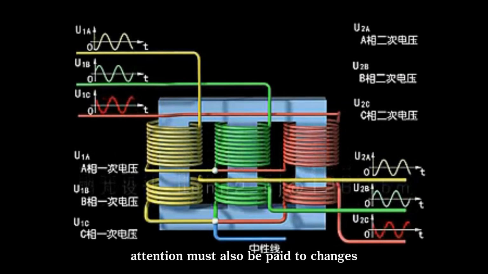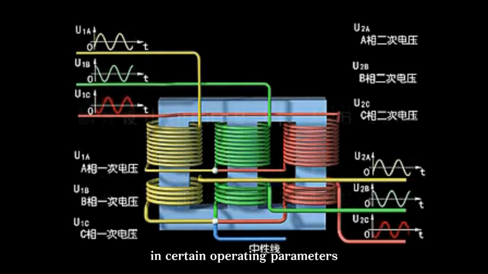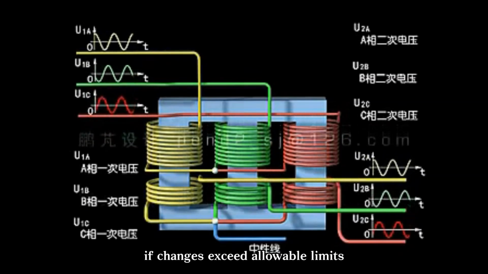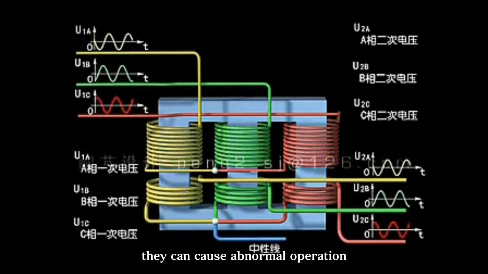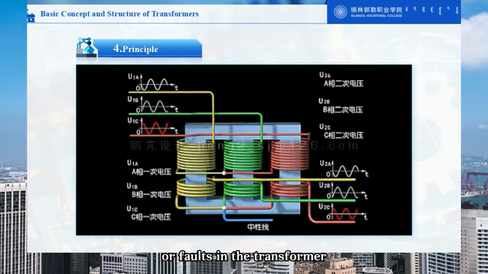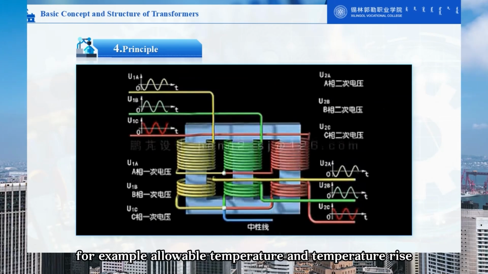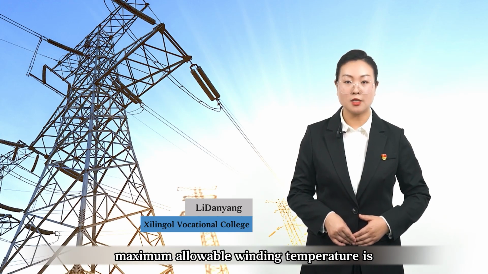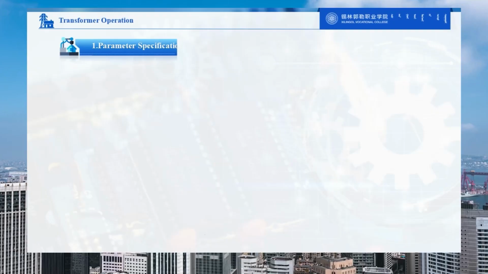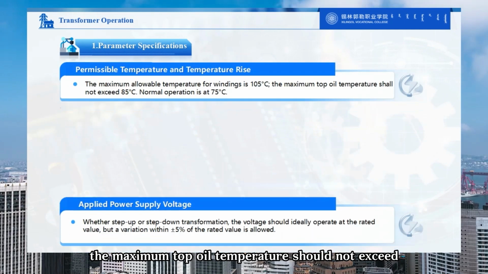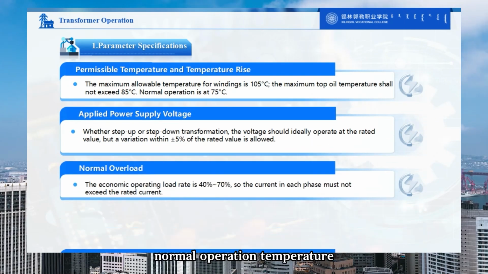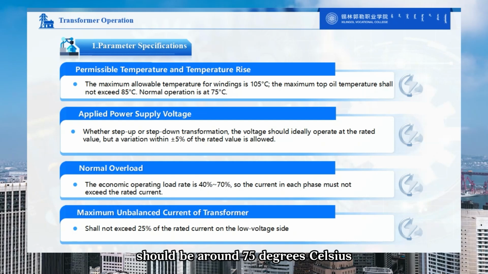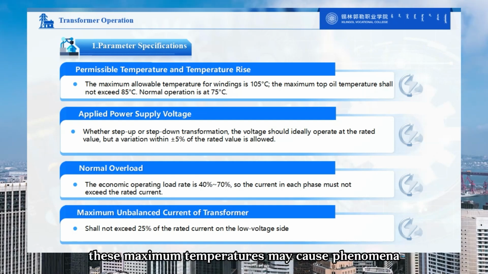During transformer operation, attention must also be paid to changes in certain operating parameters. If changes exceed allowable limits, they can cause abnormal operation or faults in the transformer. For example, allowable temperature and temperature rise. Maximum allowable winding temperature is 105 degrees Celsius. The maximum top oil temperature should not exceed 85 degrees Celsius. Normal operation temperature should be around 75 degrees Celsius. Exceeding these maximum temperatures may cause phenomena such as oil gasification.